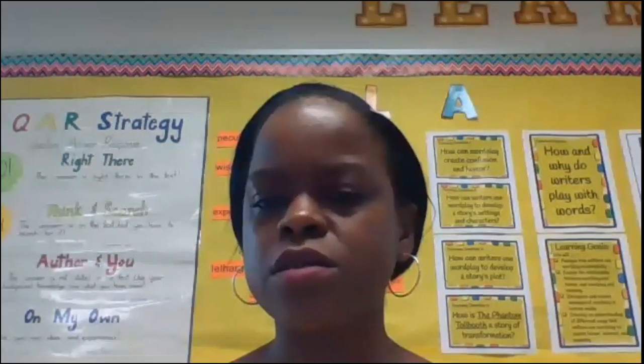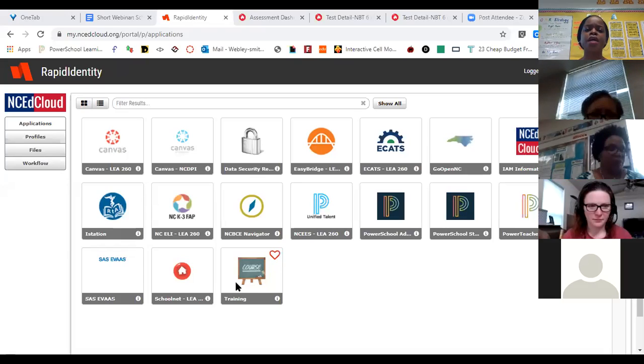Can you see what I'm seeing? No? You see me? We see you. It's not doing what I want it to do. All right, so I'm making it bigger. All right, here it is. All right, so here we are. Can you see my screen? Yes. Rapid Identity? Yes. NC Cloud, great.